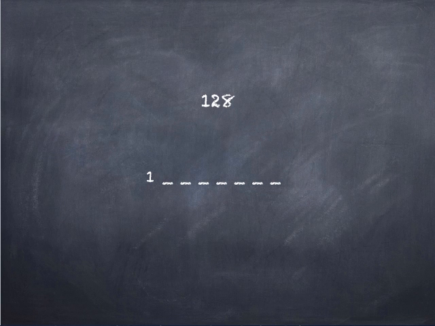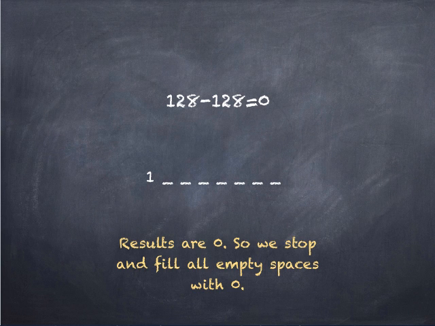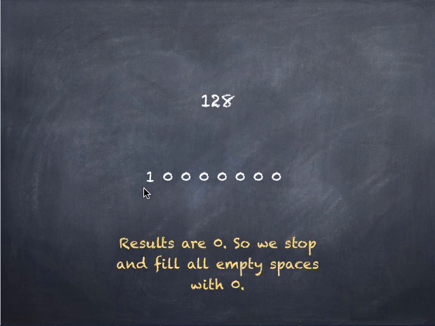Then we take that number and we subtract it from the number we're trying to translate. 128 minus 128 is 0. The result is 0, so we stop and we fill in all empty spaces with 0. So 128 translated to binary is 1 followed by zeros. 0, 1, 2, 3, 4, 5, 6, 7. So 1 followed by 7 zeros.